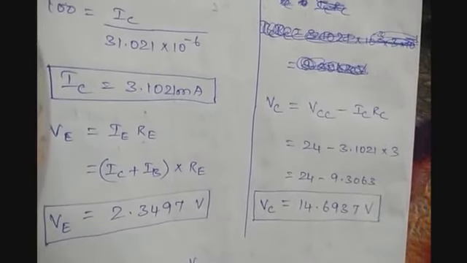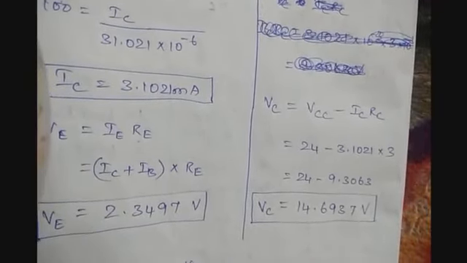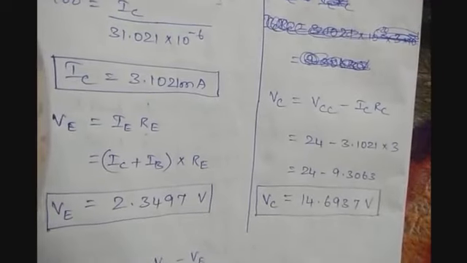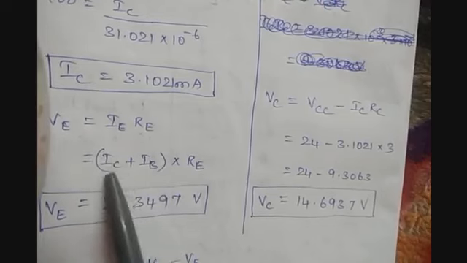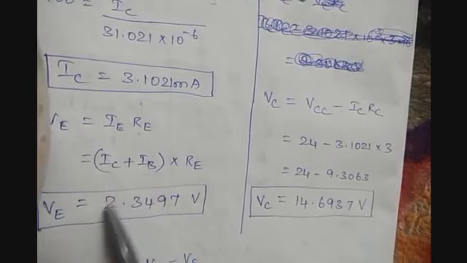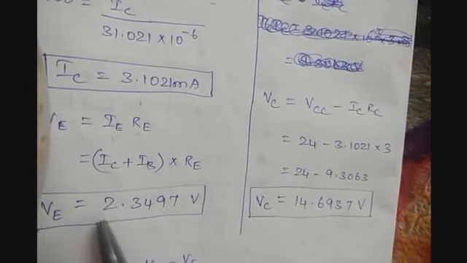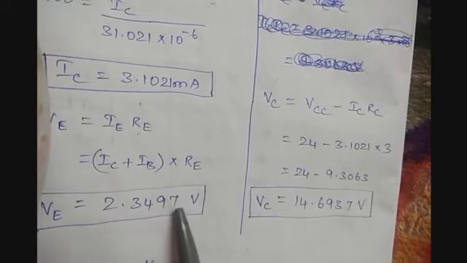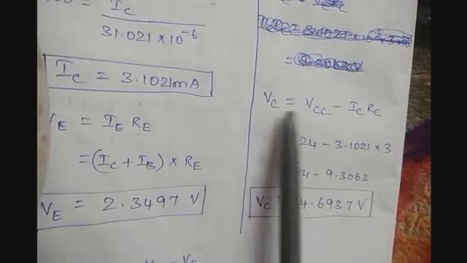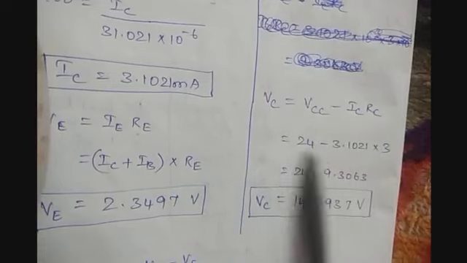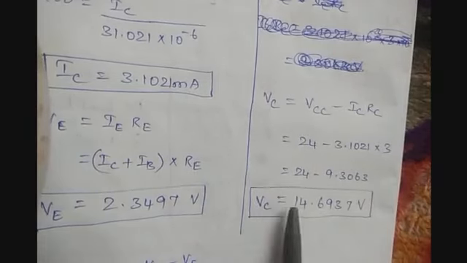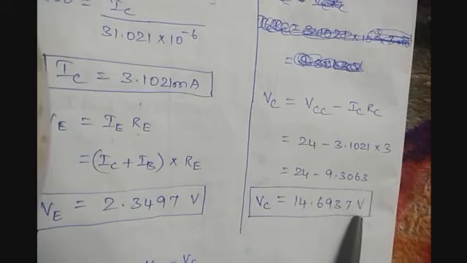See here, VC and VE both appear here. VE equal to IE times RE. IE means IC plus IB, and substitute all the values. After simplifying we got VE equal to 2.3497 volts. Next, VC means VCC minus IC RC. All the values are given. Simplify this, then we got the VC value, 14.6937 volts.